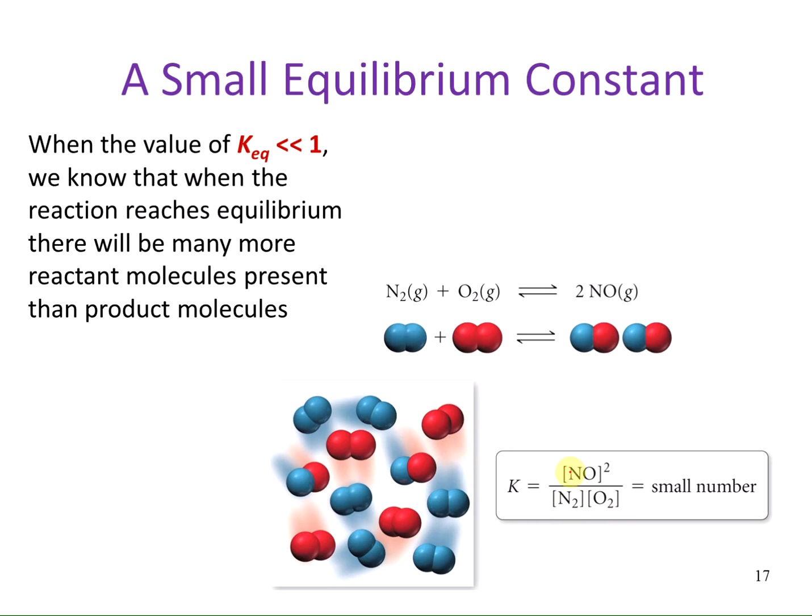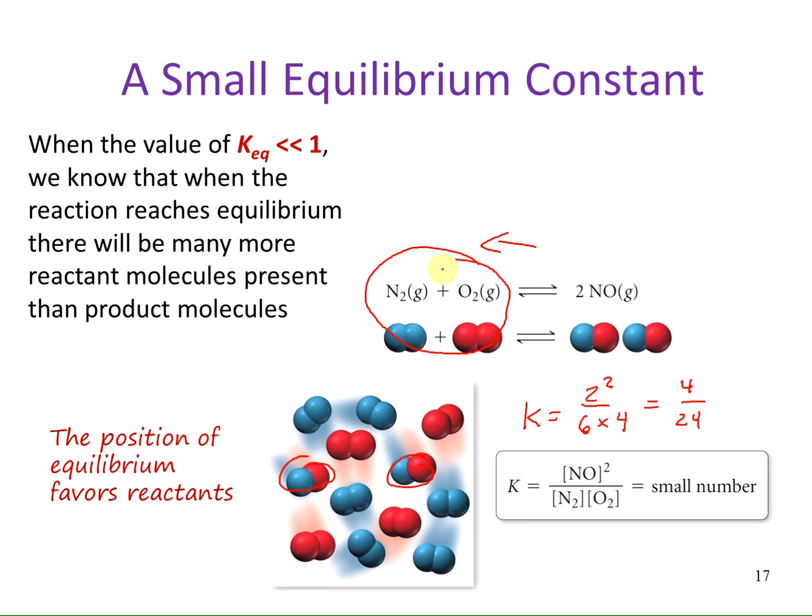So if I look at this, I'm trying to count up the NO molecules. I count 1, 2. So K equals 2 squared, and the number of nitrogen molecules, 1, 2, 3, 4, 5, 6. 6 times 4 oxygen molecules. So 4 over 24. So this number is smaller than 1. So this is demonstrating that the K value is less than 1, and we're favoring the reactant side of the equilibrium. So the position of equilibrium favors the reactants.